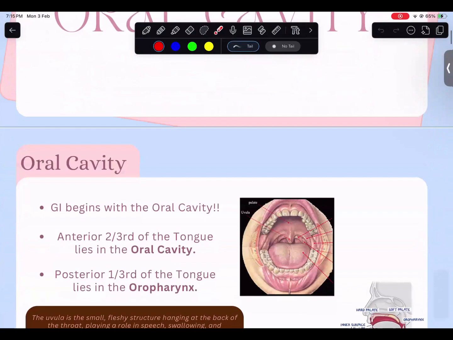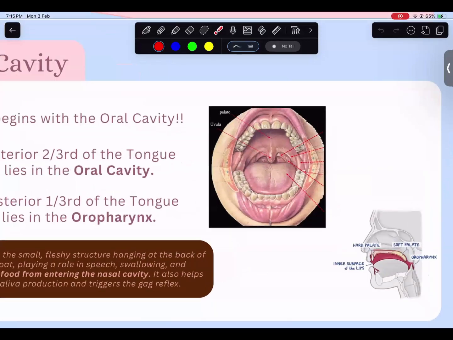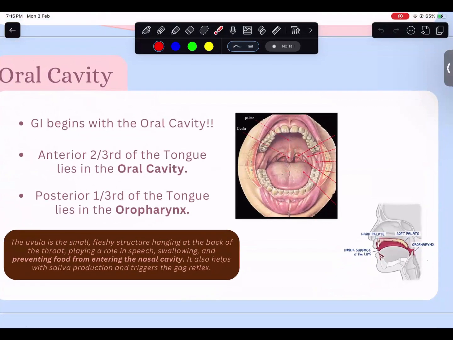Okay, so we all know that the GI tract begins with the oral cavity. The anterior 2/3 of the tongue lies in the oral cavity, whereas the posterior 1/3 of the tongue lies in the oropharynx. Now, the oropharynx is part of the pharynx. There are 4 parts that we're going to cover. The oropharynx is the part that lies right behind the oral cavity, and that's what gives it the name oropharynx. The uvula, which you see in the picture here, is a small fleshy structure hanging at the back of the throat, which plays a role in speech and swallowing, and it also prevents food from going into your nasal cavity. The uvula also helps in saliva production as well as triggers your gag reflex.